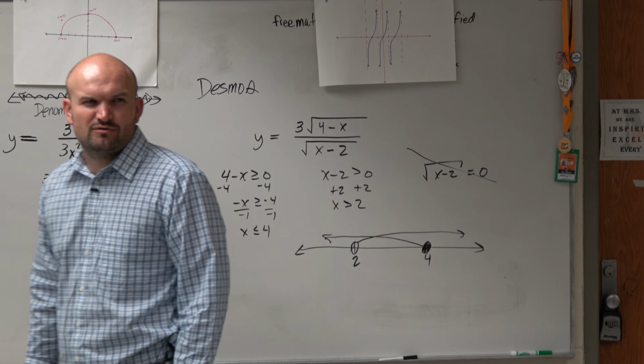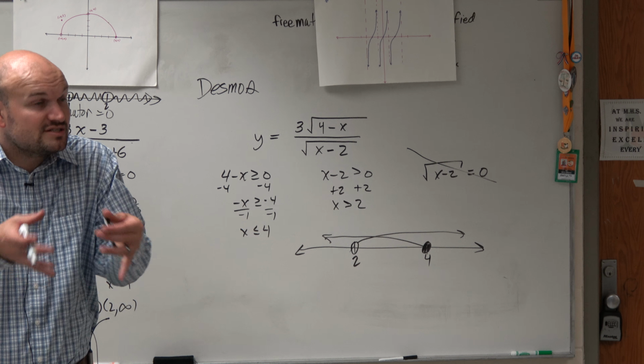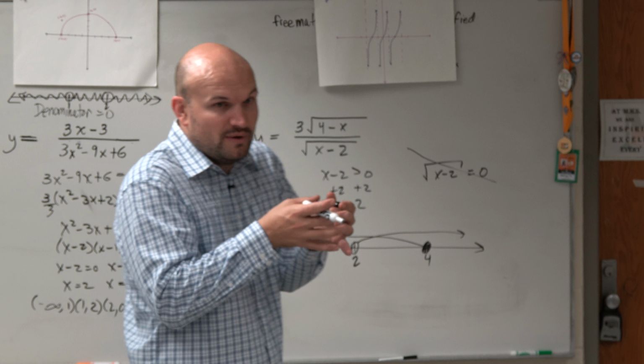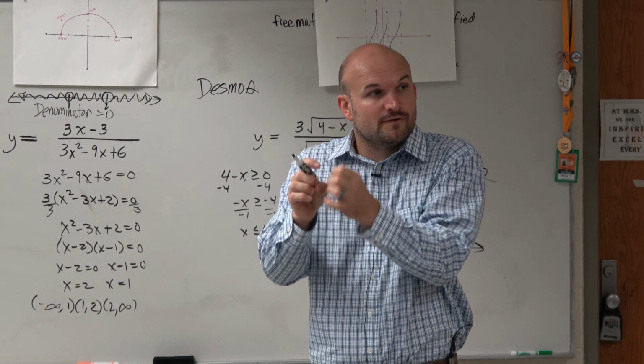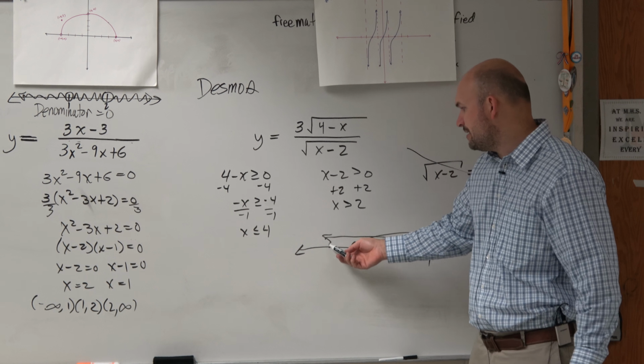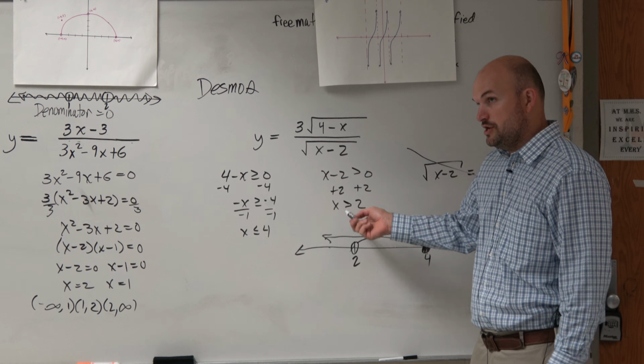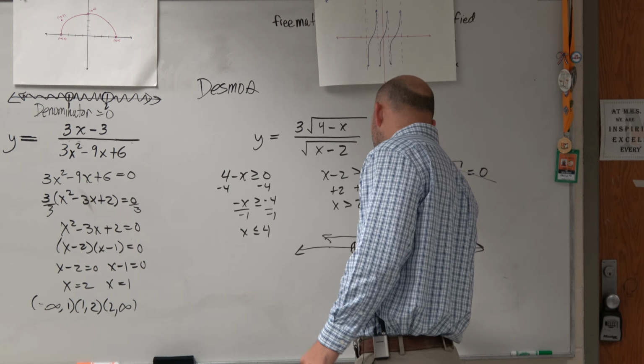So where should we graph? What does our solution represent? Yes? Where they overlap. The intersection, right? The intersection of the two. The domain has to be true for both of them. And if you're unsure about that, just pick a number. Why don't we pick the number 0? 0 is less than 4. But does 0 work for this one? No. So the domain has to work for both of them.